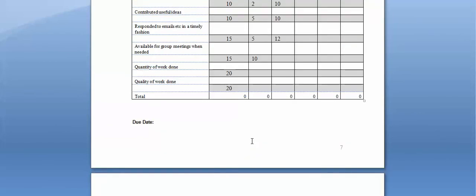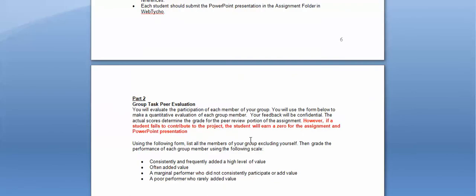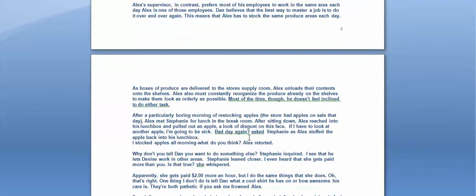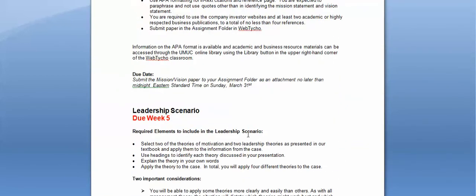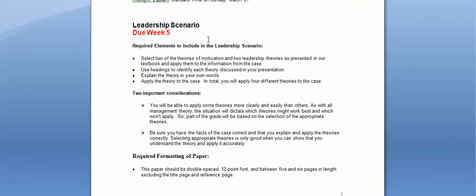So I wanted to spend this time, I know I ran over my 10 minutes, but I think it's really important for you all to understand what needed to be done for the group project. Next week, I will take a step back and I will focus more on the assignment that will be due in week 5. That's the leadership scenario. That's an individual assignment.